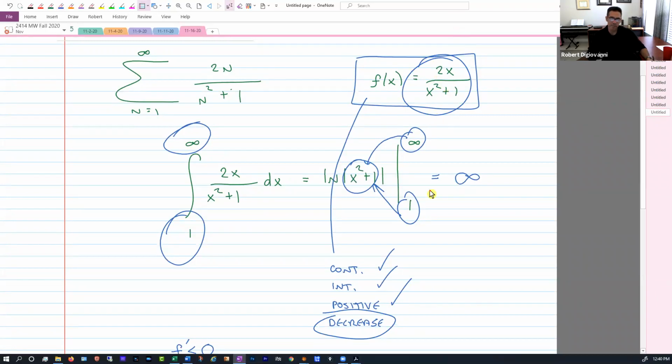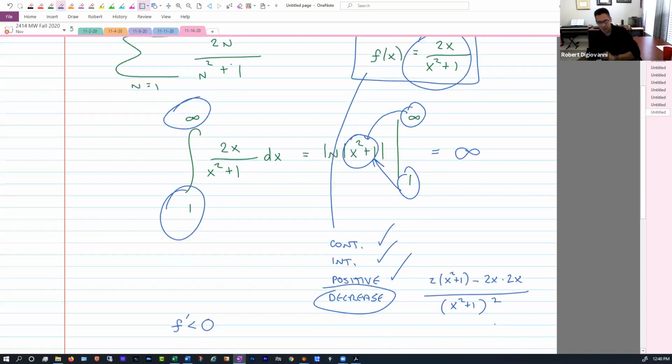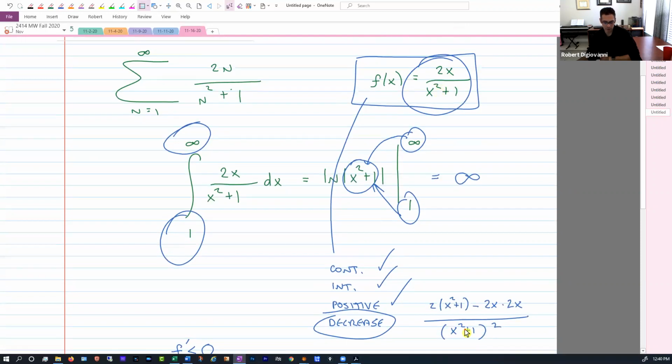How would you take the derivative of that? Quotient rule, right? I'm going to do it too. So I'm doing derivative of top times the bottom minus derivative of the bottom times the top, all over the bottom squared. I'm going fast here because I'm out of time. That's the derivative of that function. If I clean this up, derivative of top is 2 times the bottom minus derivative of the bottom, which is 2x times the top. I would get 2 minus 2x squared on the top. On the bottom, I'm going to have x squared plus 1 squared.